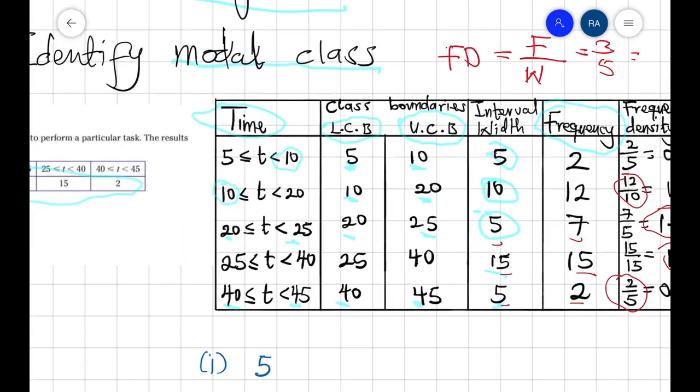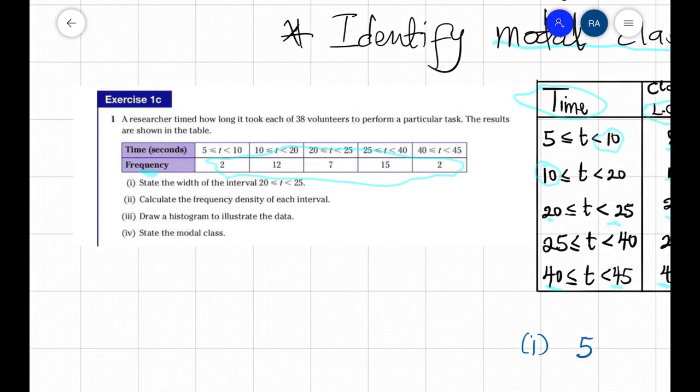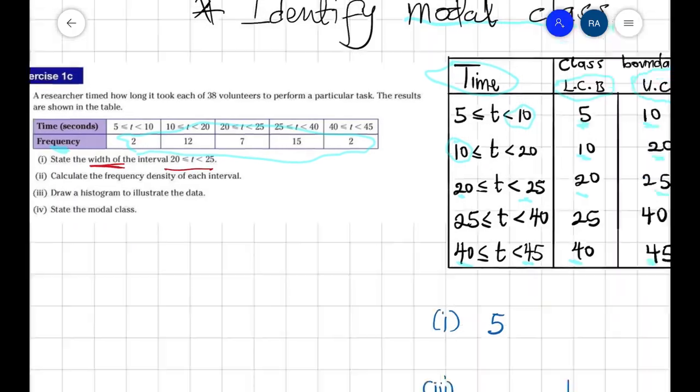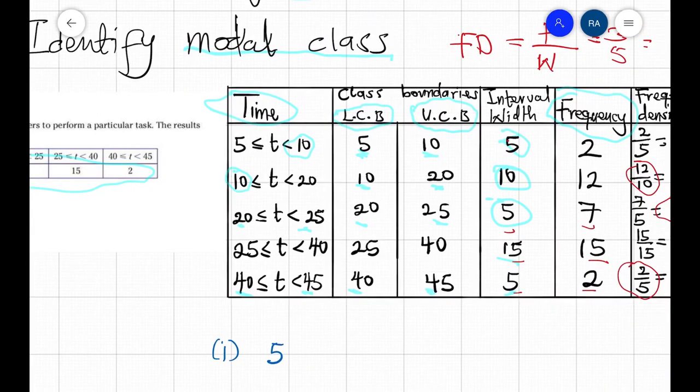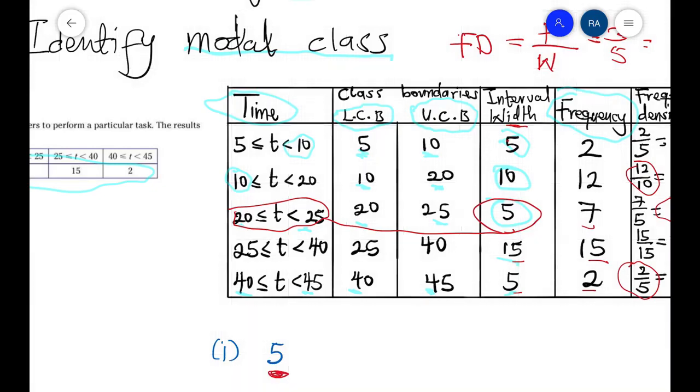Okay, so what is the first question? The first question said that we should state the interval width for the 20 to 25. So let's go back and consider. This is our interval width, right? So 20 to 25, the width was what? Was 5. So our answer is 5. Okay. So let's go to the II.